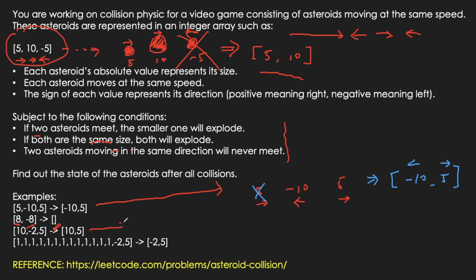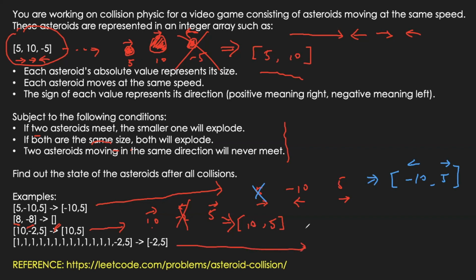The third one: now you have 10, -2, and then 5. 5 is going to the right, -2 to the left, 10 to the right. When 10 and 2 collide, the collision is determined by examining the absolute values, so 2 and 10. 2 is less than 10, so this one is going to be gone. If -2 is gone, you're left with 10 and 5. So 10 and 5 is the end result. That's the third example.